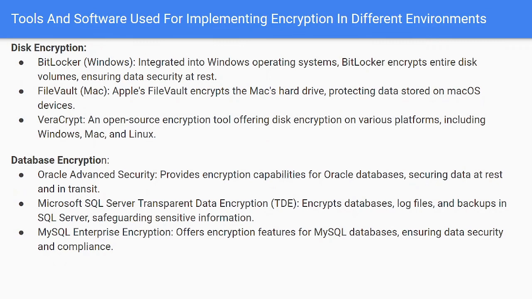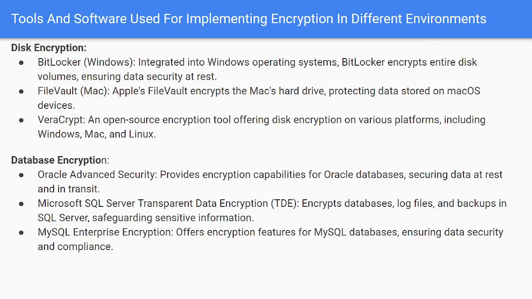For this encryption, for Windows, we use BitLocker. For Mac, we use FileVault. For Linux, we have VeraCrypt. VeraCrypt is for Windows, Mac, and Linux. So these are just some of the disk encryption tools that somebody can make use of when you want to do encryption for disks, hard disks, and the rest.